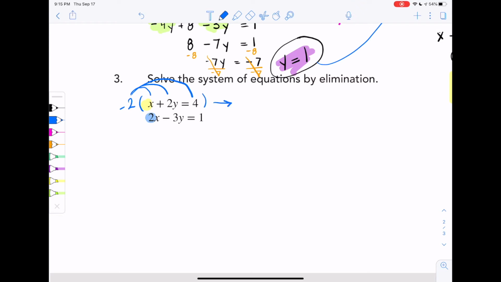Our new function will become negative 2x plus negative 4y, or minus 4y, but I'm going to write it as negative 4y, and that's equal to negative 8. Our second expression stays the same. We did not multiply anything by the second expression. We have 2x minus 3y is equal to 1.